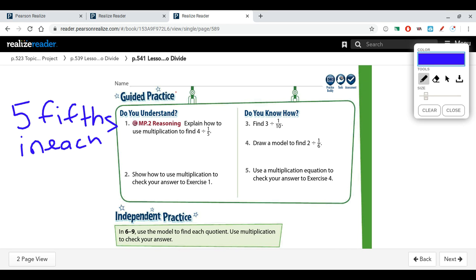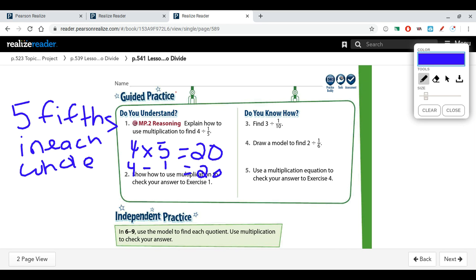Didn't do my thumb space there in each hole. I would take 4 times 5. And when I take 4 times 5, I end up with 20. So my answer is going to be 20. So if I relate this back to division, 4 divided by 1/5 is equal to 20. Let me put my little decimals.